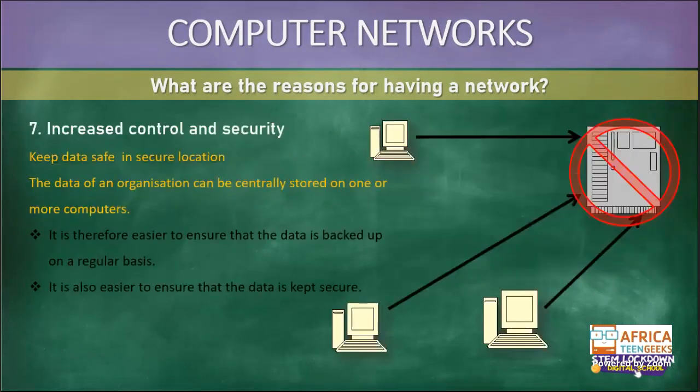Right, then the last reason why we have networks is increased control and security. What does this mean? You need your data to be kept in a secure location. The data of an organization can be centrally stored on 1 or more computers. Then it's easier to ensure that the data is backed up on a regular basis. This is what has to be done. On a regular basis, the data is to be backed up. And then if it's on a central machine, it's easy.